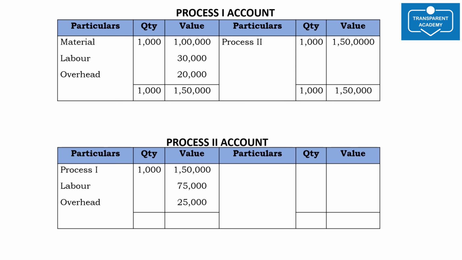Now both are entered. At the end of this process, we are having 1000 fully completed units ready to be transferred to the warehouse. This is the finished goods. The total cost of the finished goods is rupees 2,50,000. Preparing a process account is as simple as that. I hope you could understand and learn how to prepare a basic process account.